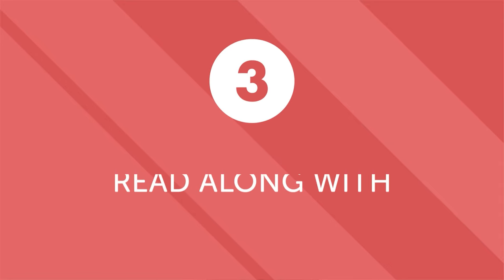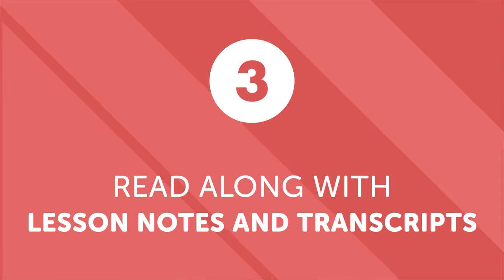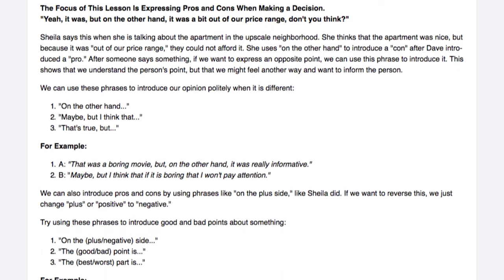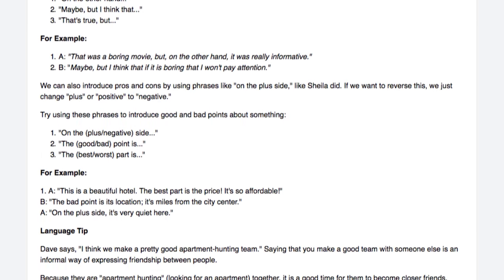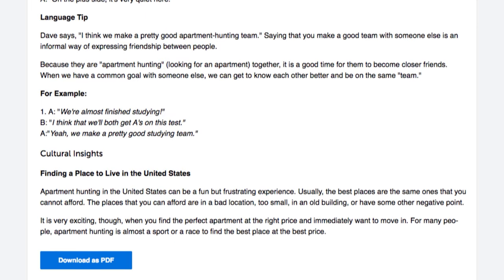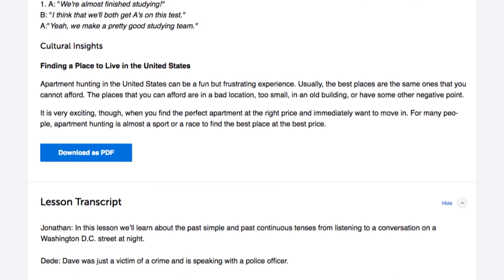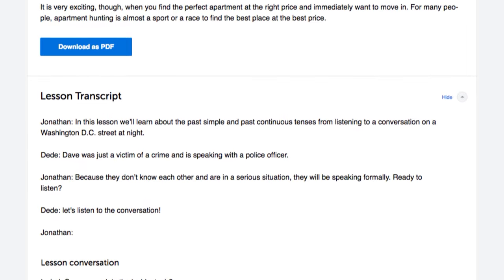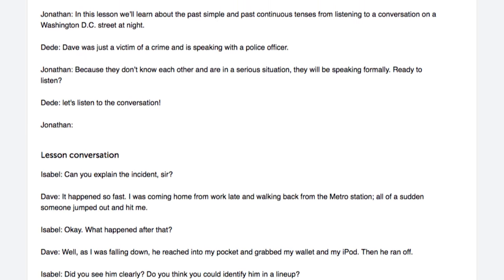Number 3, read along with the lesson notes and lesson transcripts. Now, what if you're doing a lesson but you can't catch a word? Take advantage of the lesson notes and lesson transcripts and read along with the lesson. The lesson notes give you in-depth grammar and vocabulary explanations that are not available in the lesson. And the lesson notes give you the word-for-word transcript of everything said in the lesson. So if you want to pick up every word, read the transcript.